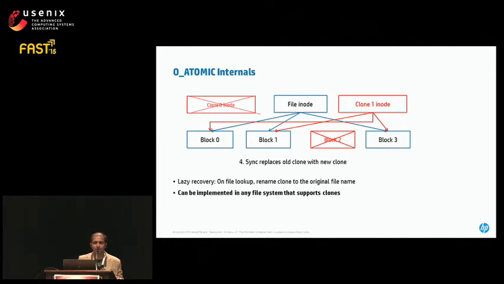So we see that a clone, if it exists for the file at any point, is the atomic version of the file. Recovery happens lazily on lookup. If a clone exists for the file, then we delete the file and rename the clone to the file. This can be easily implemented in any file system that supports writable snapshots.